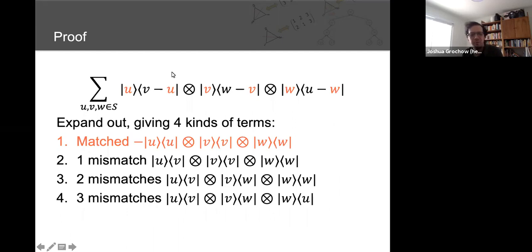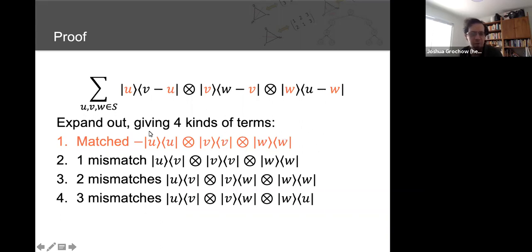All right, so let's continue with the proof. We're continuing this sum. We have our set S. Now I'm going to expand this out, meaning this is like U outer product V minus U. So I could rewrite this as U outer product V minus U outer product U, and so on. And if I do that, I get 4 kinds of terms. I get a matched term if I take the U with the U, the V with the V, and the W with the W. I get a bunch of those.